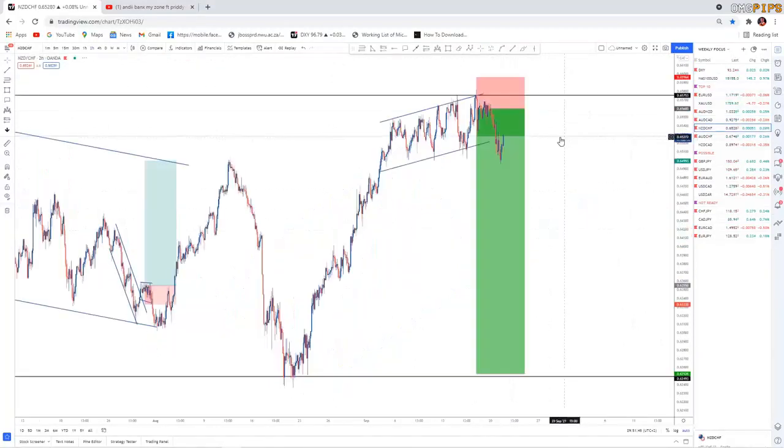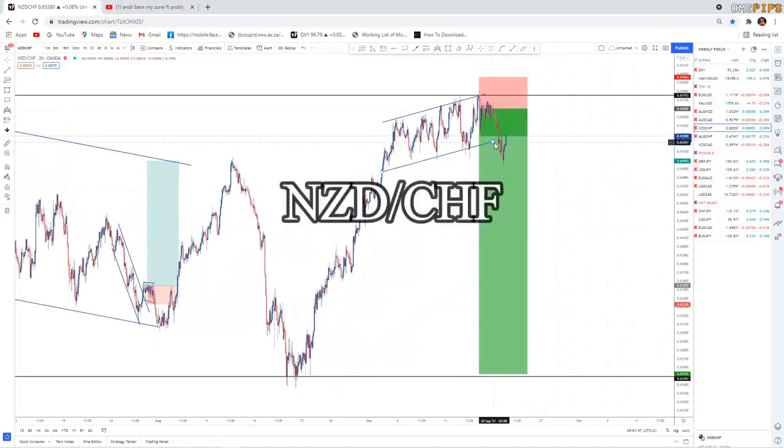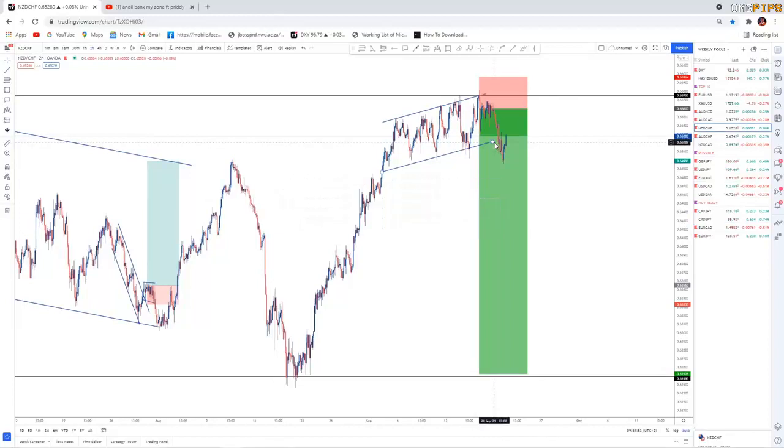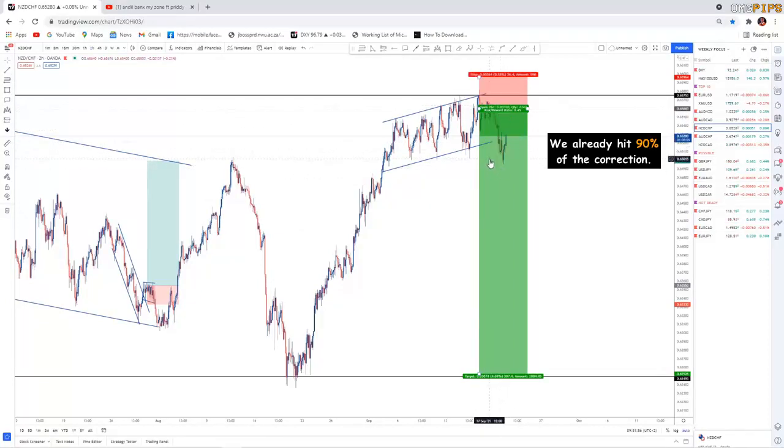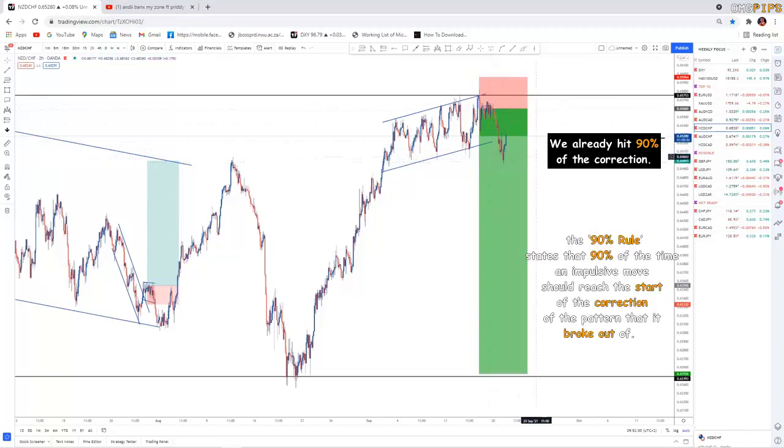NZD/CHF, we're trying to look at the swing sells, but as price came back, it actually knocked me out of the stop loss in profit. But I wouldn't blame it though, because we already hit 90% of the correction, and we use the 90% rule. And remember, in Forex, we came into this game for money. We came into this game to earn a living. So we are not here to play games.